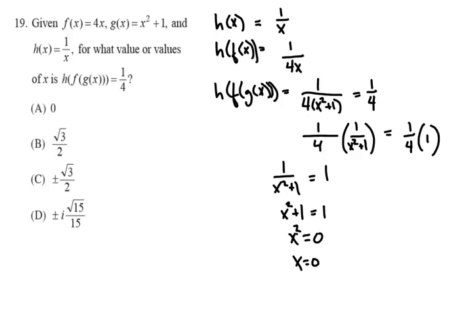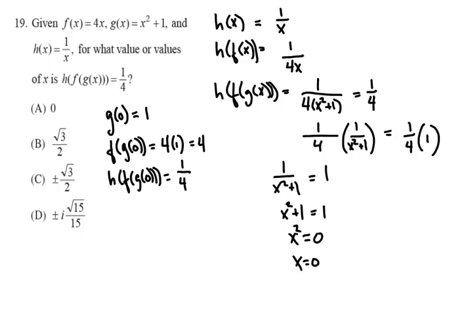So we can begin to check now from the inside out. g of 0 is equal to 1 because 0 squared plus 1 is 1, and f of g of 0 is really 4 times 1, which is 4, and h of f of g of 0 would be 1/4, and that's what we get. So the answer to this question is A.